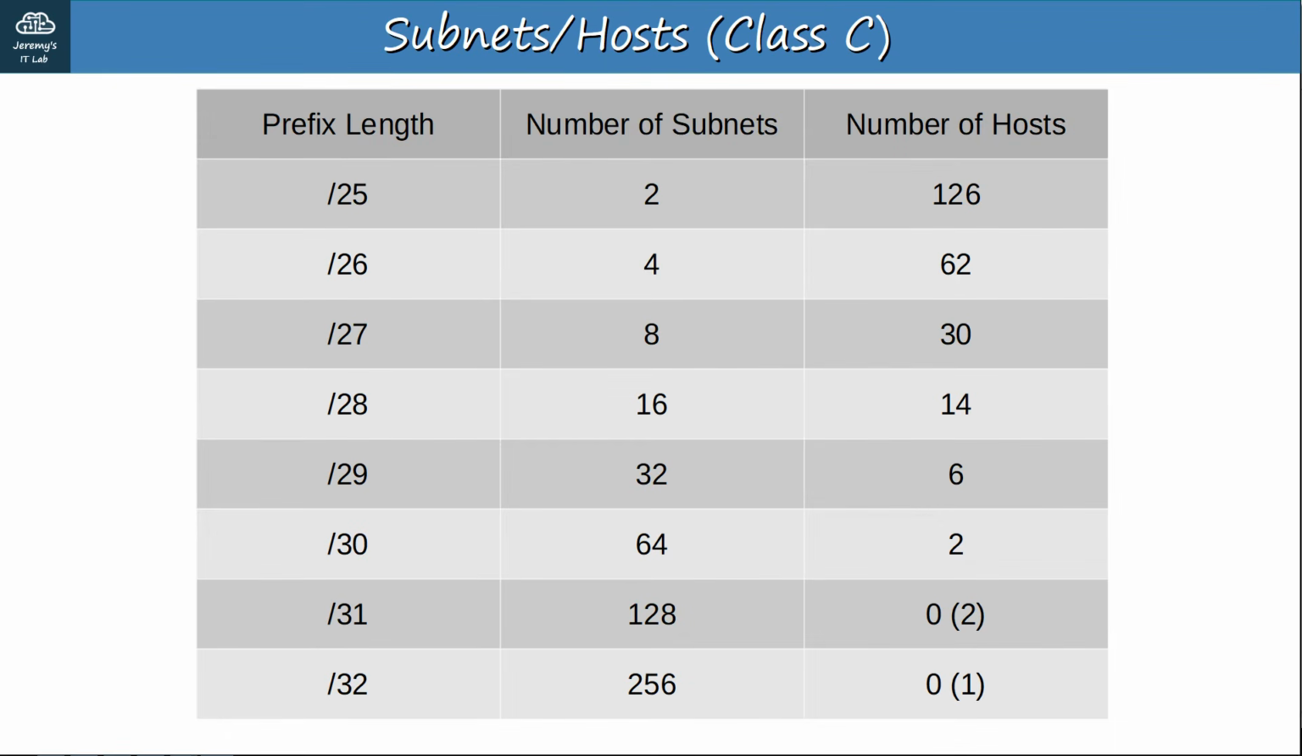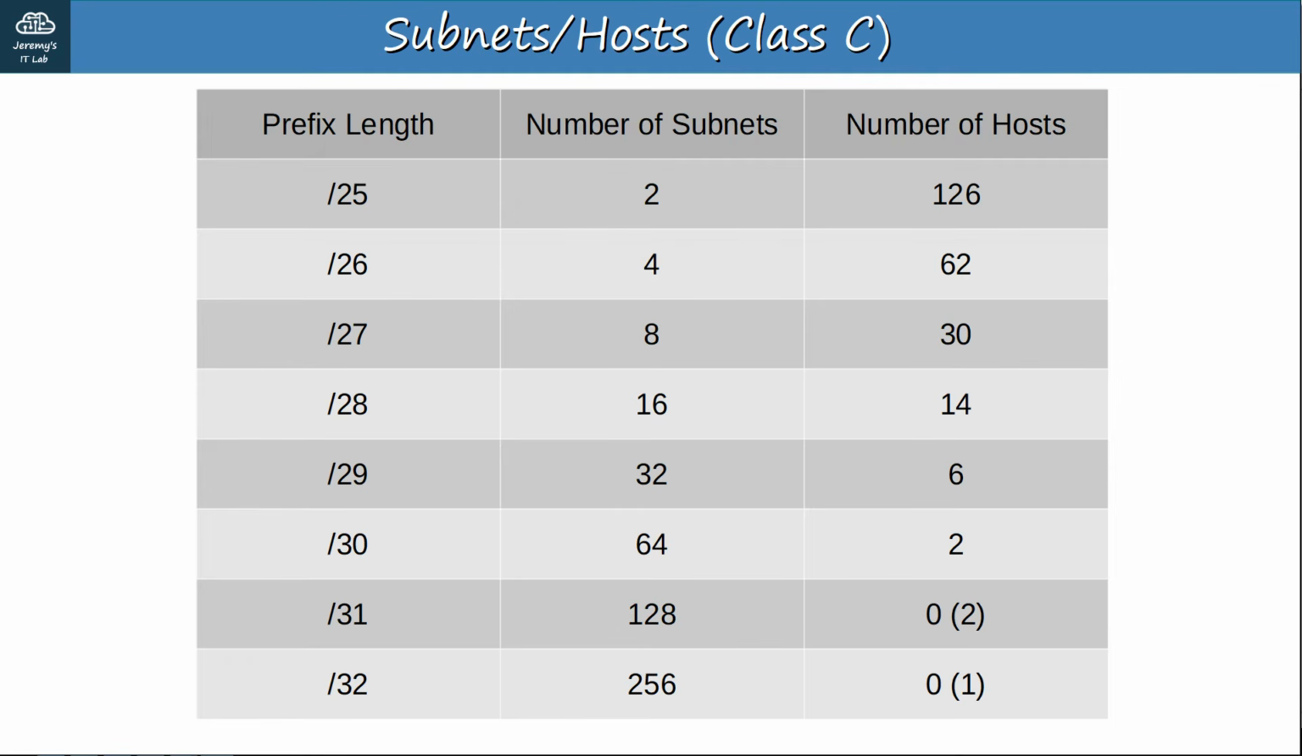Okay, let's review some numbers. This is a table of the different subnet sizes for Class C networks. For example, with a /25 prefix length, you divide the network into 2. There are 2 subnets. Also, each subnet can contain 126 hosts. I recommend that you memorize these numbers. It will help you perform subnetting faster and easier than if you have to calculate everything every single time. Although these are fairly simple to calculate.